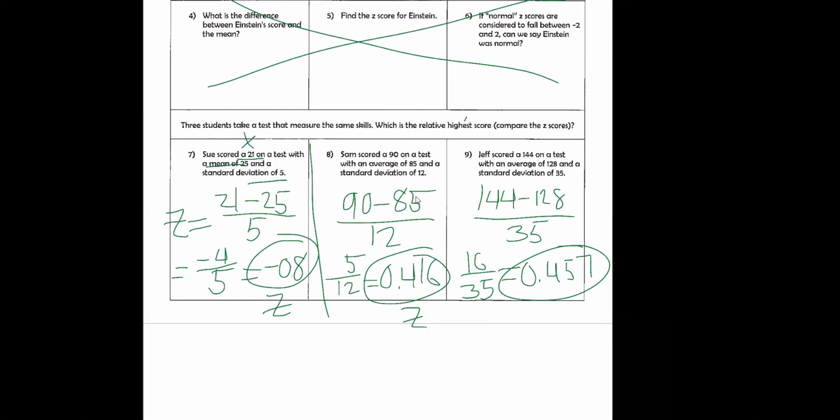So in the directions they asked which had the highest score relative to each other. So if you just look at our answers, it would be Jeff because he had the highest z-score.